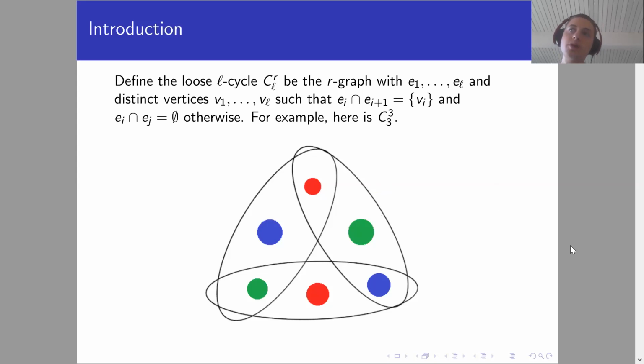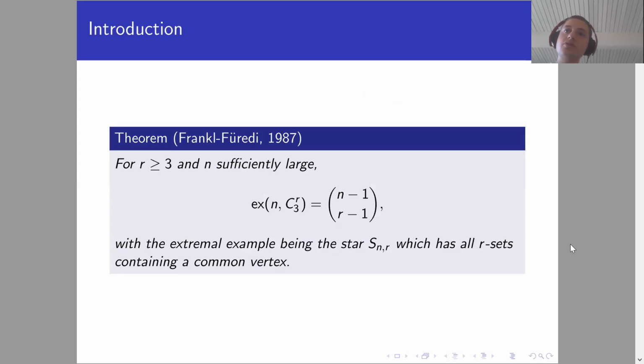And because of this, the Turán problem is very different for r greater than or equal to 3 versus the classical r equals 2. In particular, Frankl and Füredi showed what the Turán number is. It's (n-1 choose r-1) for r greater than or equal to 3 and n sufficiently large. And the extremal example for this is the star hypergraph, which consists of all r-sets which contain some common vertex. And it's not too hard to see that this is going to be triangle-free, and it's also going to have this many edges. So the difficult part is showing that this is an upper bound.